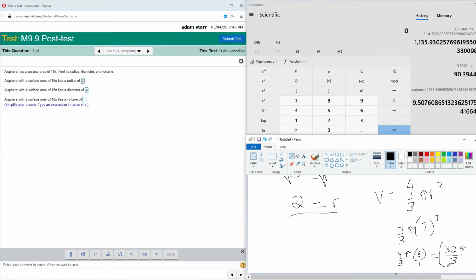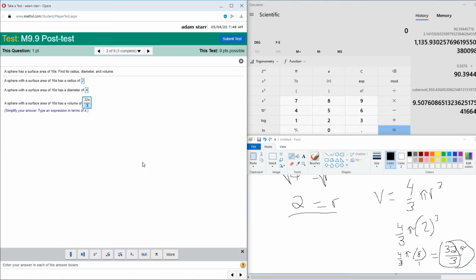I just want to check to make sure this does not simplify, and 3 cannot go into 32. So this is the answer, 32 pi over 3, and that's what I'm going to type in. So I have 32 pi divided by 3.